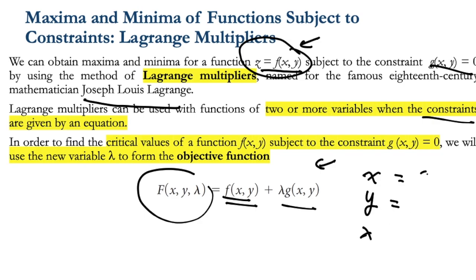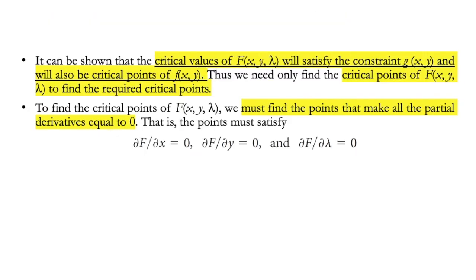We need to find x and y that can optimize this function subject to the constraint. So how do we do it? In general, this is what we need to do. We need to find x, y. So we need to find 3 different types of partial derivatives and equate them to 0.